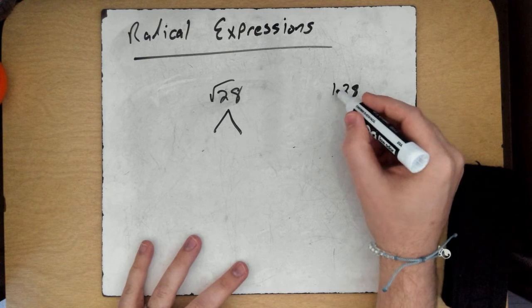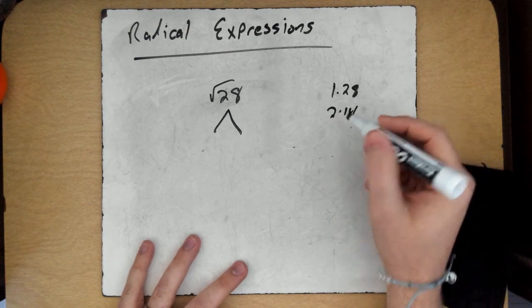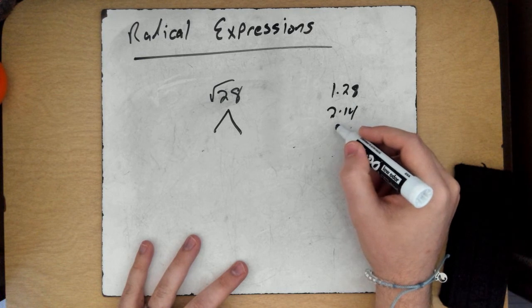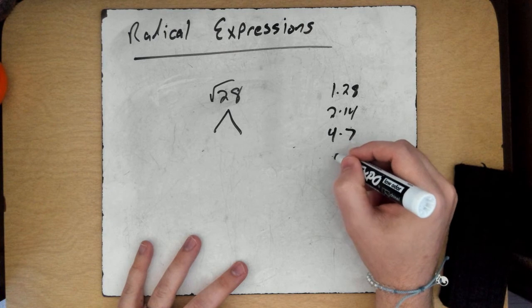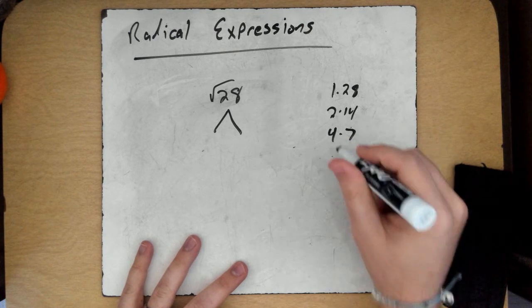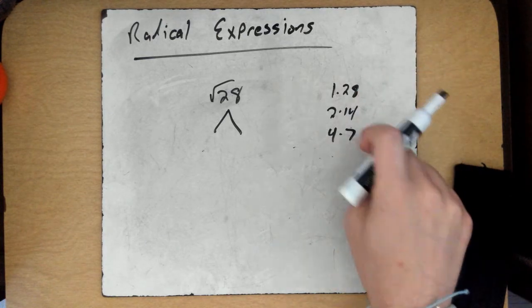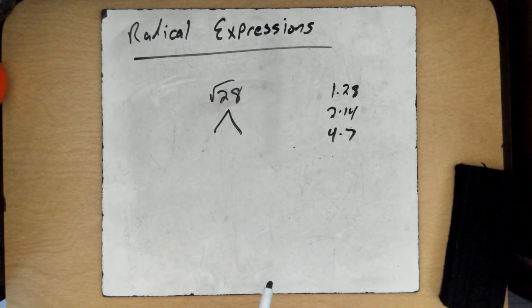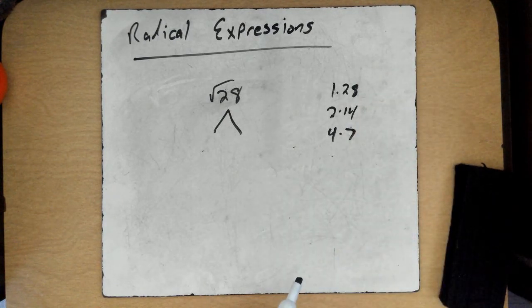Okay, so 1 times 28, 2 times 14, right? 3 does not factor into it. 4 does. 4 times 7, right? 5 does not, and 6 does not. Okay, so here are our three sets of numbers that multiply to get 28. So now, which one of these sets of numbers, once again, has a number in it that's a perfect square?